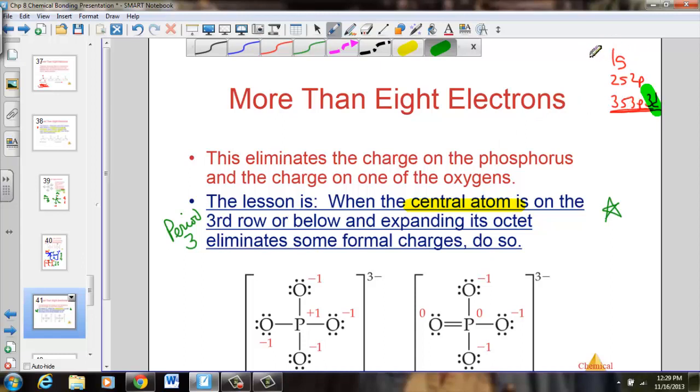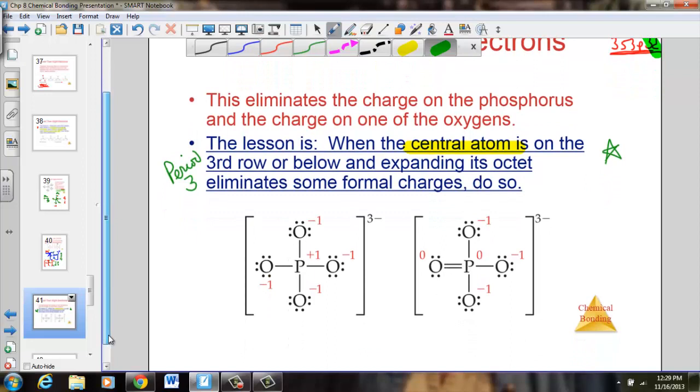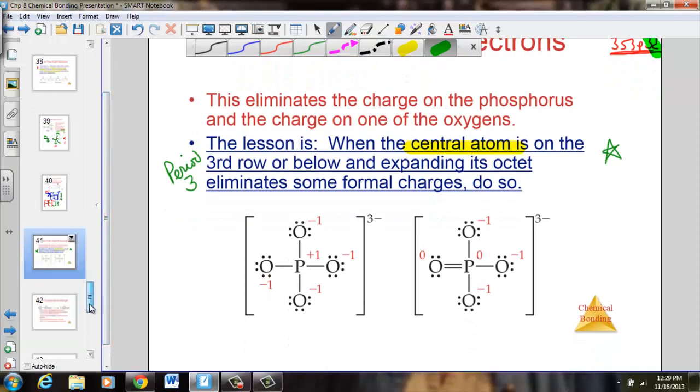Period 1, there's no d orbital access. Period 2, there's no d orbital access. Period 3 or greater, in order to expand the octet, and do so if it eliminates formal charge.